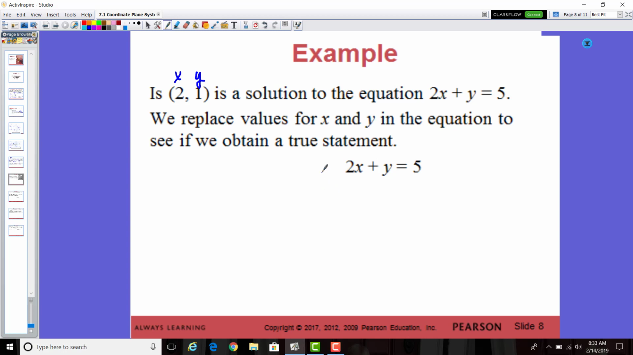So all we have to do to determine if (2, 1) is a solution, or if it's a point on this line, is plug in the x value for x and the y value for y, and follow our order of operations to evaluate and see if this equals a true statement. So 2 times 2 is 4, plus 1 should equal 5. Since 5 equals 5, we are able to say that this is a solution.